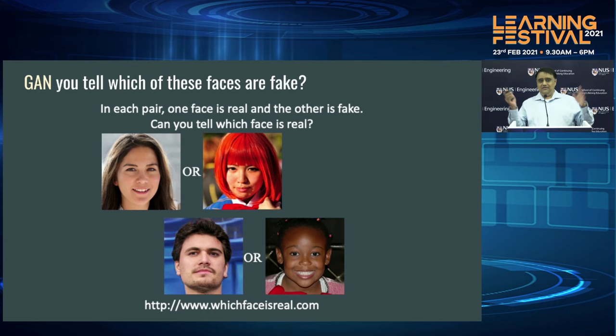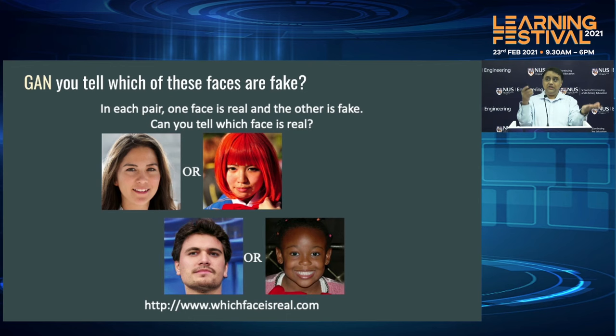I forgot to mention, I don't have an example of this, but this is just images. GANs can do video as well. So fake news, fake media, right? You really cannot believe anything. So we see that AI is all powerful. It can do good and bad.